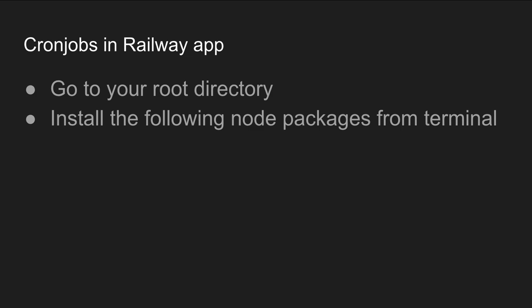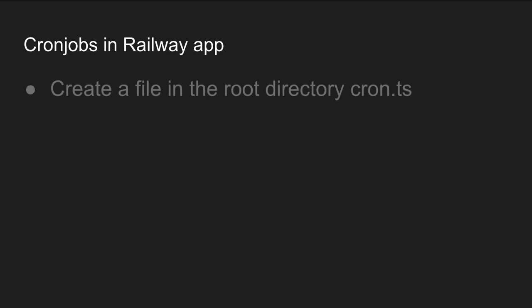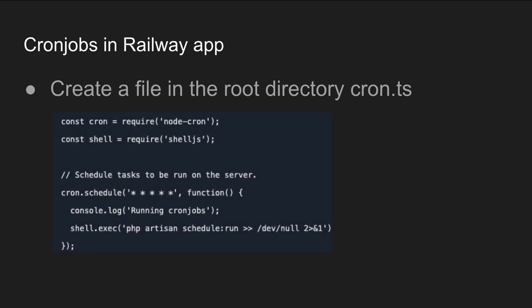Firstly, you go to the root directory and install two node packages, node-cron and shelljs. Node-cron is a node package that helps you write the schedule and run the command that you want to run. And shelljs is to run the CLI command. As an example, you see here, you can create a file in the root directory called cron.ts. Node is capable of running your JavaScript on the server side as well.